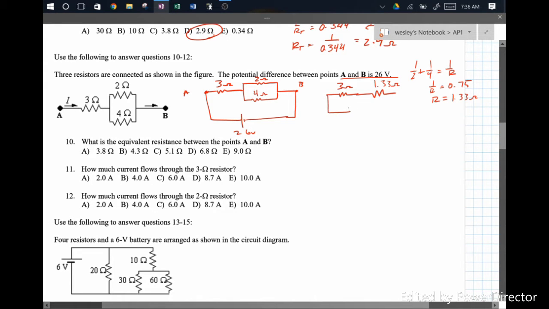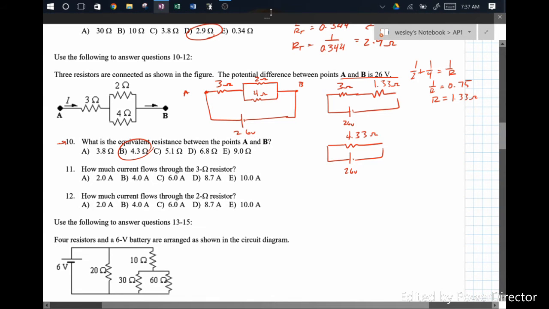And all that's connected to a 26 volt battery. So we can put all that together, and overall we have 4.33 ohms connected to a 26 volt battery. So what's the equivalent resistance between points A and B? 4.3 ohms. How much current flows through the 3 ohm resistor?